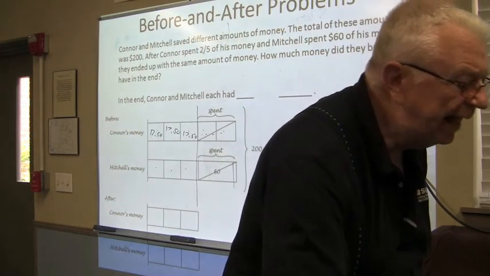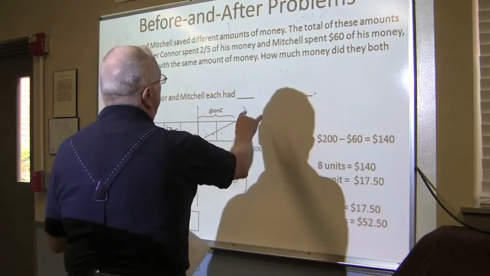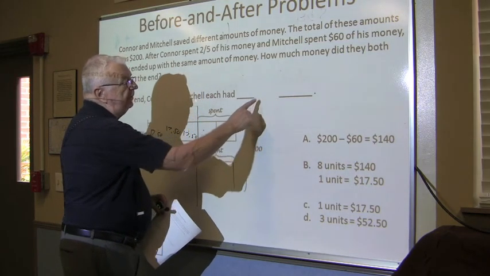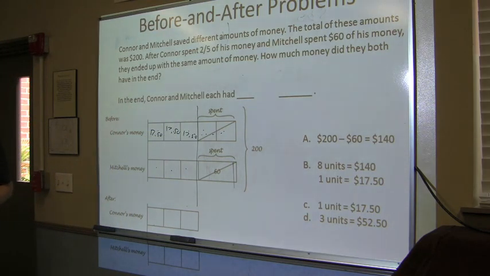Actually, yeah. That's a before-after problem. And all I did actually is I wrote the $52.50 up here in white. So I have to just come back and go over the color. All right, let's just go through that again. So it's a little bit different before-after problem than the previous one. Connor and Mitchell saved different money amounts. So that's probably why we should make one of the unit bars this way and the other one a little bit different in size. The total of these amounts was $200, the bracket $200.